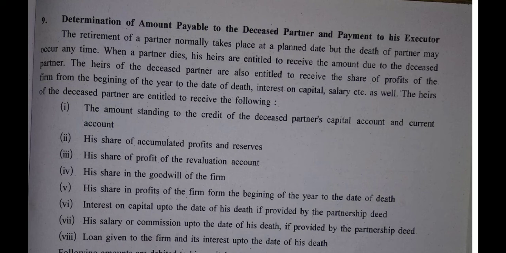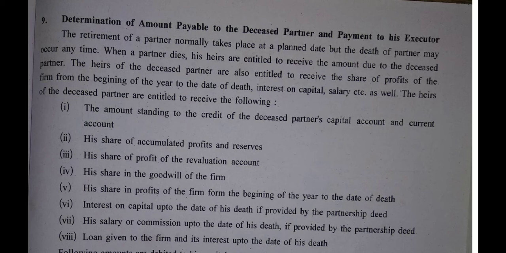The retirement of a partner normally takes place at a planned date, but the death of a partner may occur any time. This is very simple to understand. Say for example, there are 3 partners and one of them is going to retire. So a date is planned accordingly for this purpose. But what about death? We do not get any notice. We cannot plan our death. A person cannot plan death. It occurs suddenly. It can occur any time.